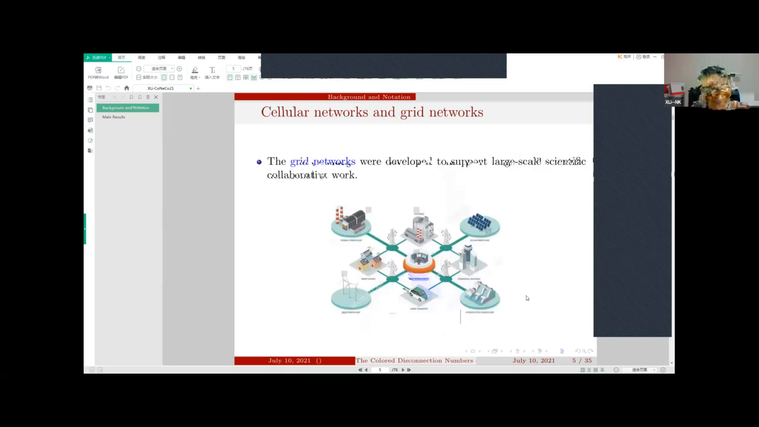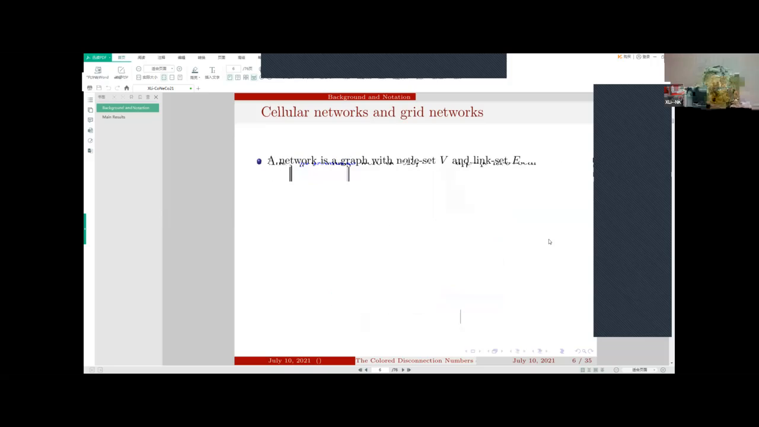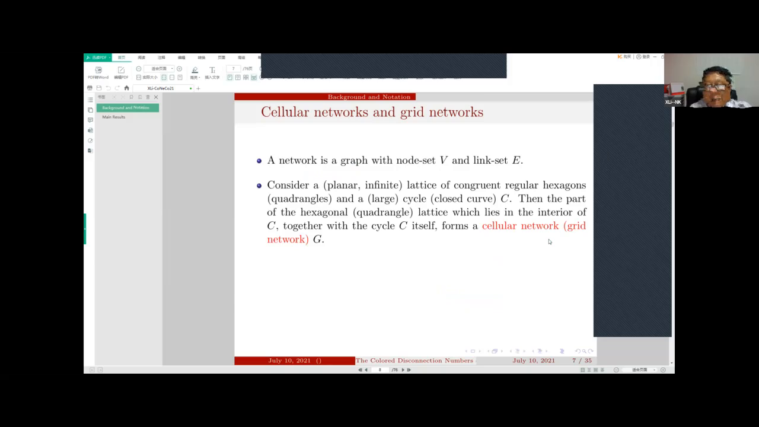The second one is the grid network. This network was developed to support large-scale collaboration work. Now I use some more academic terminology. A network is a graph with some nodes and some links. How about the cellular network? As I said, it is a honeycomb network or hexagonal lattice network.